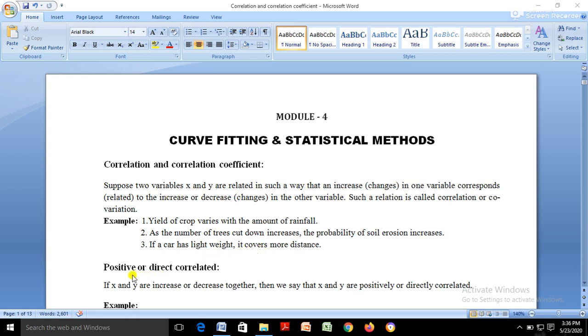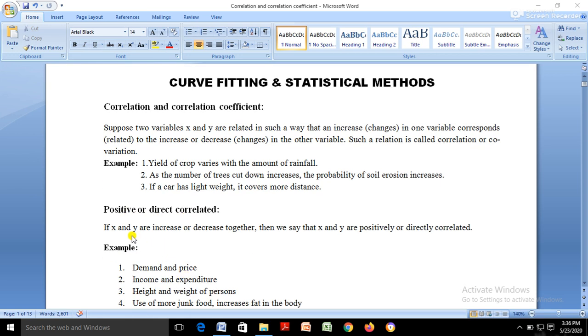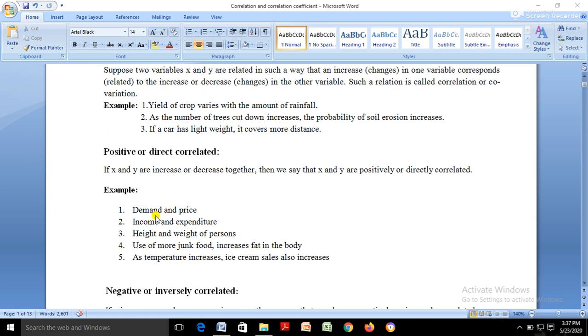In correlation, again there are subtypes. First one is positive or direct correlation. If x and y increase or decrease together, then we say that x and y are positively or directly correlated. Means at a time both x and y increase, or x and y decrease. So here x and y, two functions, either decrease or increase together, that is called positively correlated. For example, demand and price. If demand increases, price also increases. If demand decreases, price also decreases.